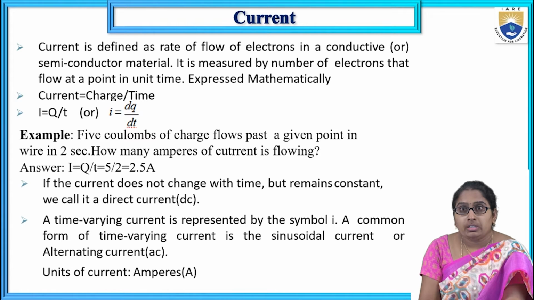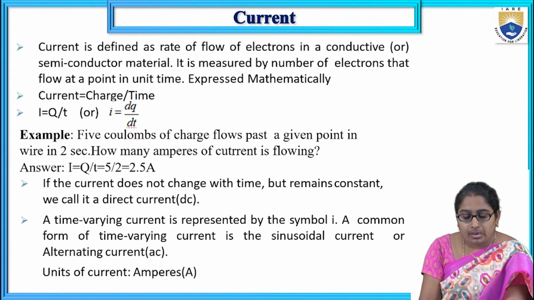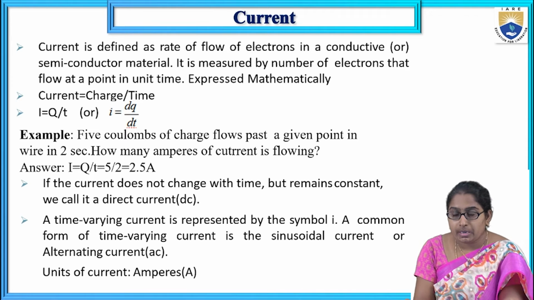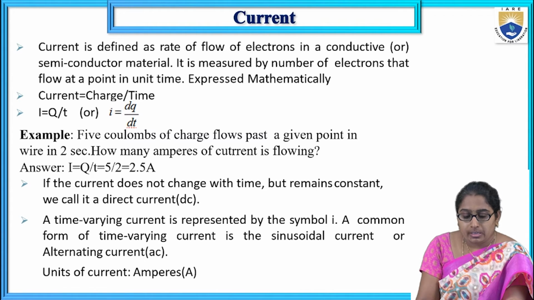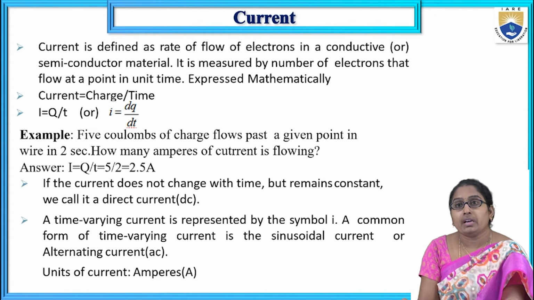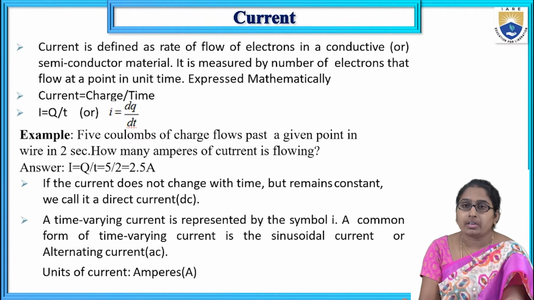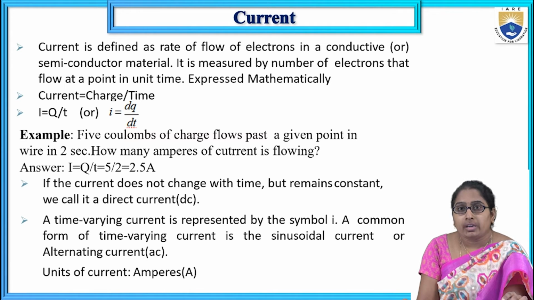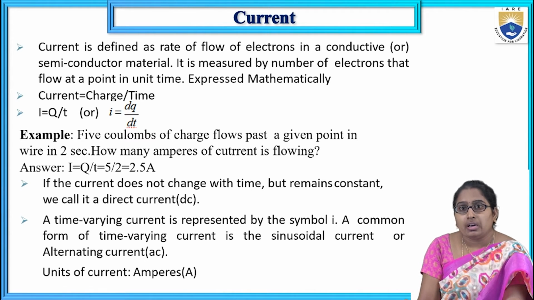Then it is called direct current, DC. Now, AC. A time varying current is represented by letter small i, and it is defined as a sinusoidal current. A common form of time varying current is a sinusoidal current or alternating current. That means a current whose magnitude changes continuously with respect to time. That is called alternating current or sinusoidal.